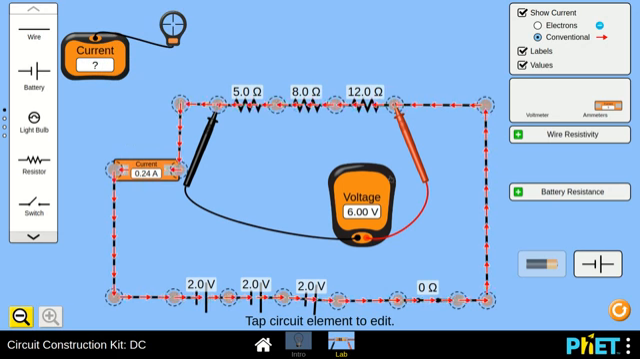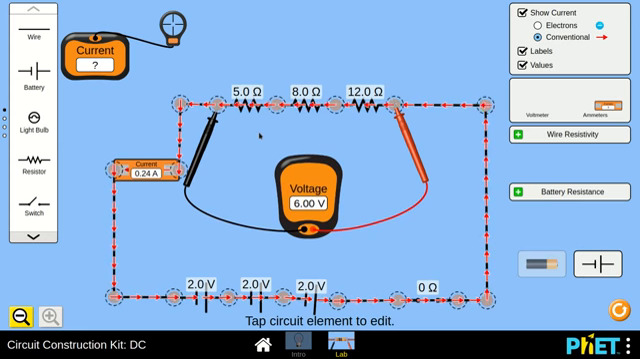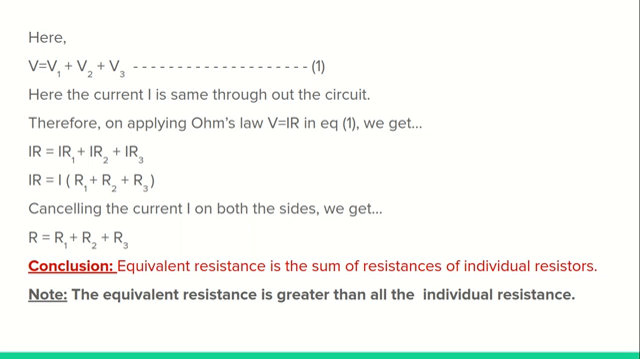Using this information, that is V equals V1 plus V2 plus V3, we can derive the equation for the equivalent resistance of the system of resistors that are in series. From the experiment that we have seen just now, we can conclude that the individual voltages were summed up to get the potential difference across the system of resistors, and the current was found to be constant.